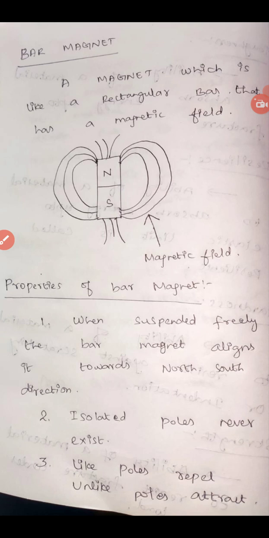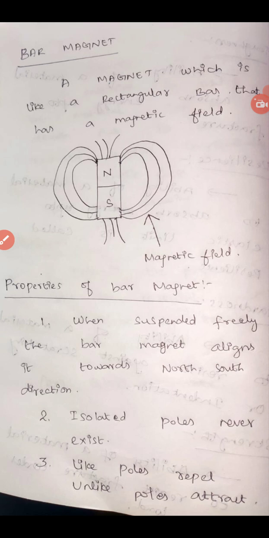A bar is nothing but something like the chocolate bars you have already seen. It is like that only. A bar magnet is like a magnetic bar which has two poles, one is the north pole and the other is the south pole. Let me go through the definition. A bar magnet is like a rectangular bar which possesses a magnetic field.